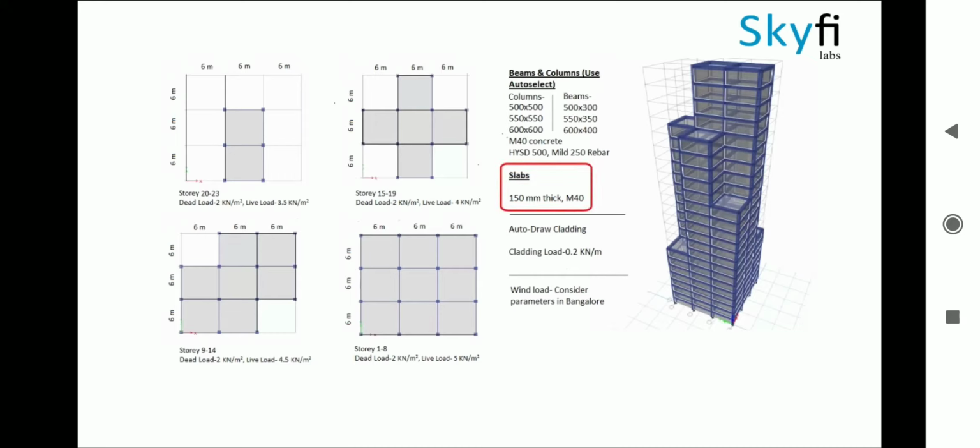The slabs are of 150 mm, and have M40 concrete grade. You will use auto draw claddings, that is walls without self-weight, so a cladding load of 0.2 kN per meter is to be applied. For the wind load, you will consider the parameters for a building to be constructed in Bangalore City.